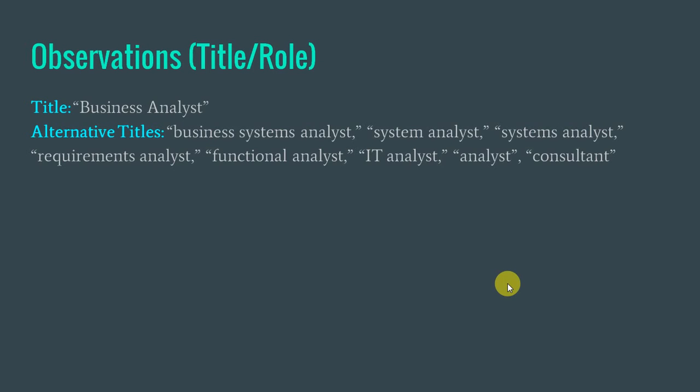Let's do the observations using the title and the role. The title of the job that they posted is business analyst. But if we are only using business analyst alone, we are limiting our search results to only profiles that use business analyst. But business analyst has alternative titles, which are business systems analyst, systems analyst, requirements analyst, functional analyst, IT analyst, or consultant.